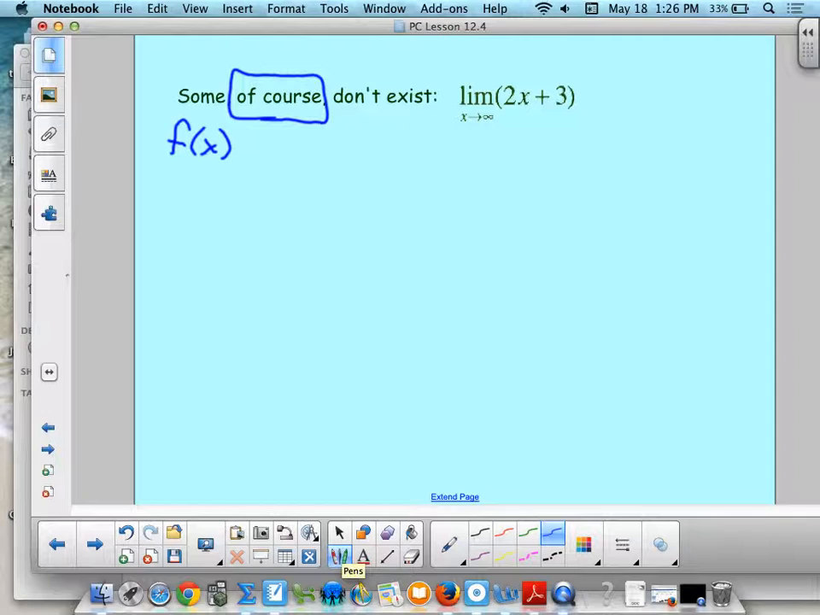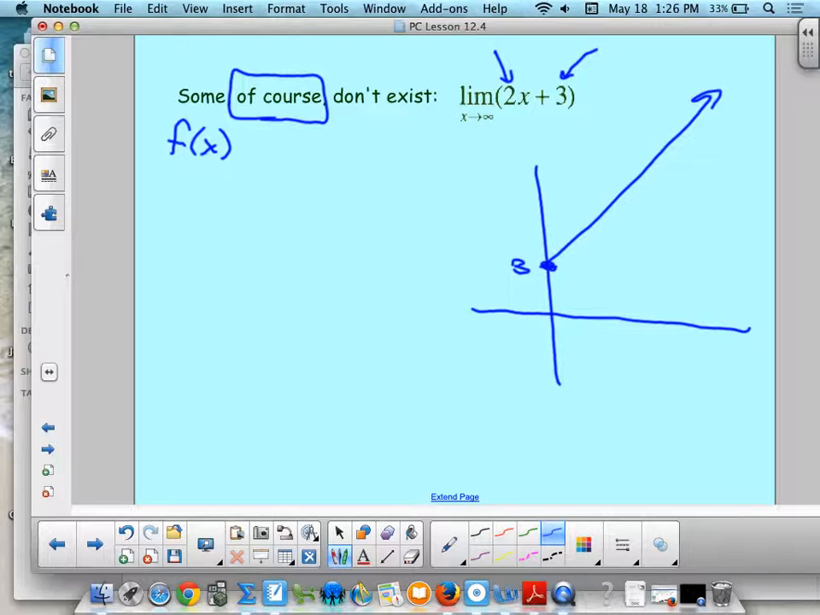Some functions, of course, don't exist. See that function, 2x plus 3, as x approaches infinity? Of course it doesn't exist. Why? Why of course? Corey says it's a line. Okay, so what? It's a line. Never hits an asymptote. Corey, this line has a slope of 2, has a y-intercept of 3, and there it goes at a slope of 2, right?